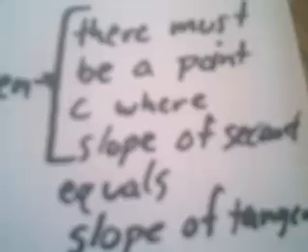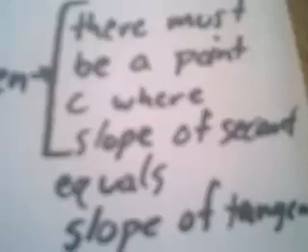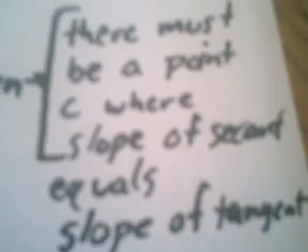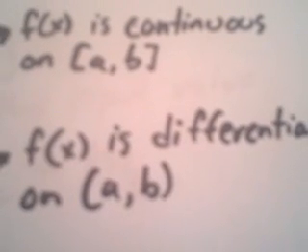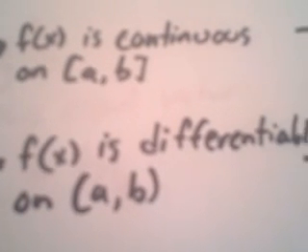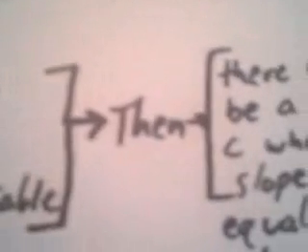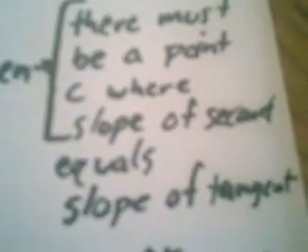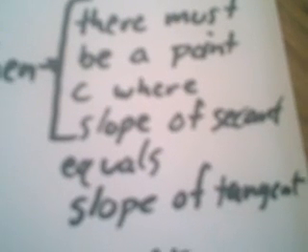You probably need to pause different parts of this mean value theorem so you can write them down. One more time. If a function is continuous on the closed interval A to B and differentiable on the open interval A to B, then there must exist a c where the slope of the tangent line equals the slope of the secant line. That is written in this way.